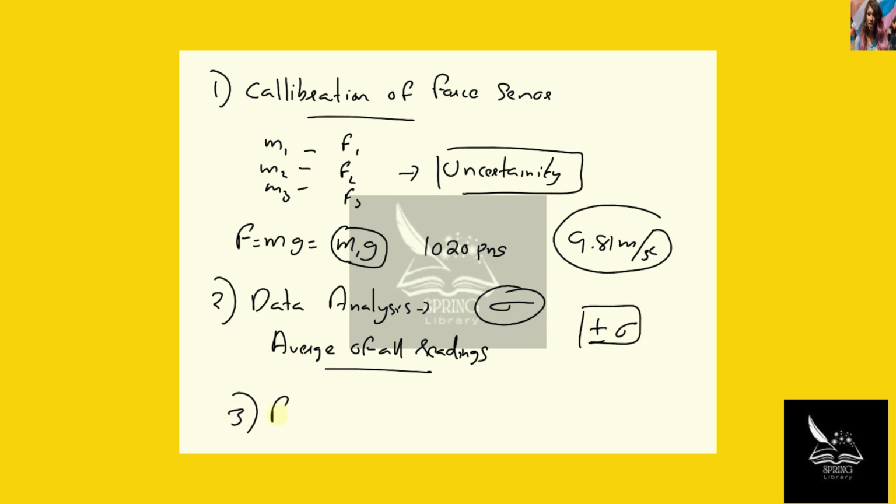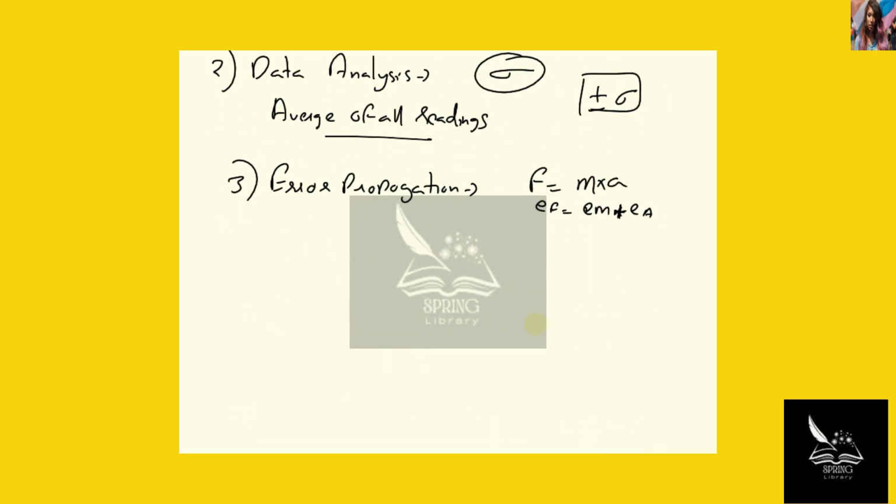The third is error propagation. You consider the uncertainties in other measurements involved in the experiment, like mass and acceleration. Then you can evaluate the impact of these uncertainties on the calculated force value. So force will be equal to mass times acceleration. The error of force will be related to the error of mass and the error of acceleration. You can add the errors to get the final error. That is another error propagation.